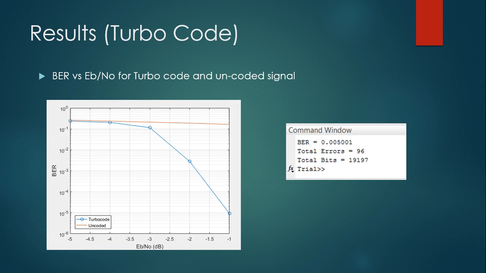And on the right side, there's a separate script for the turbo code encoder and decoder. This is the MATLAB output for that. I will explain all this in the project demonstration.